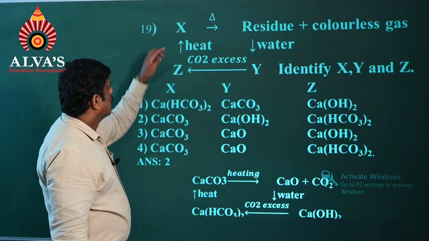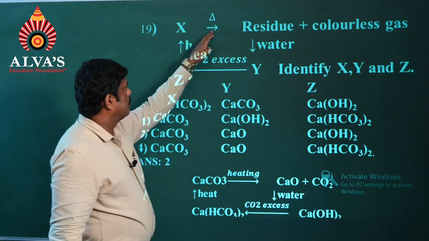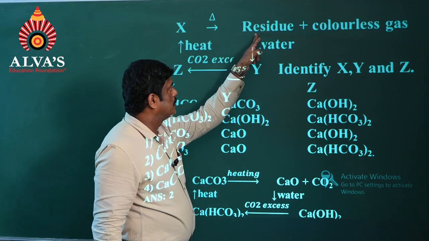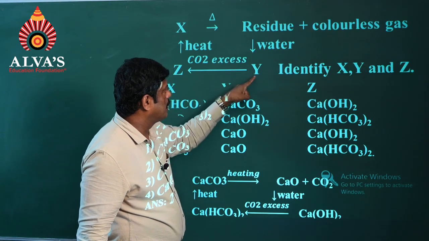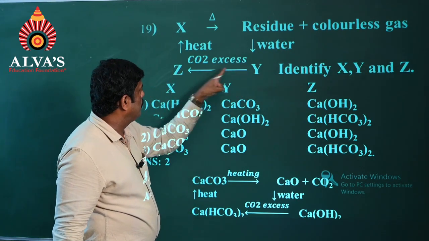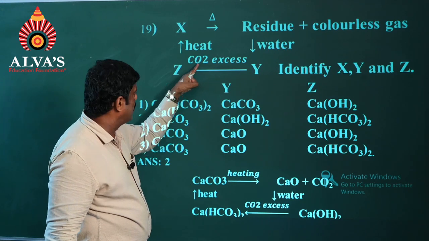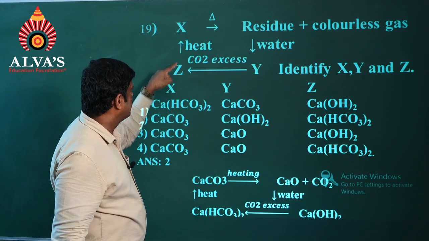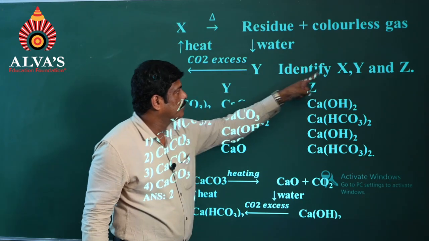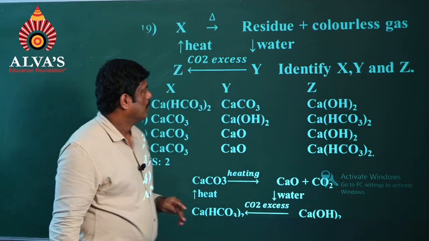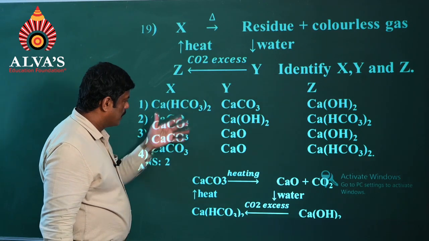19th question. When X is subjected to heat, it produces a residue plus a colorless gas. When that residue is treated with water, it gives Y, and when Y is treated with excess carbon dioxide, it gives Z. When Z is once again subjected to heat, it gives X. So we have to identify X, Y and Z. They have given different compounds here.